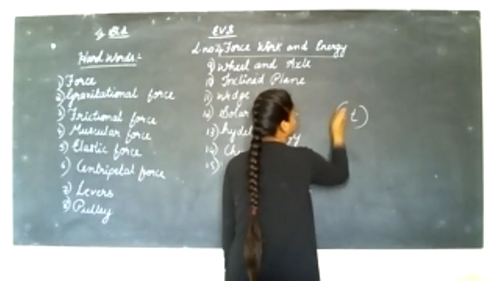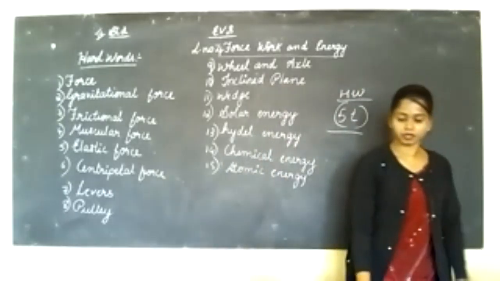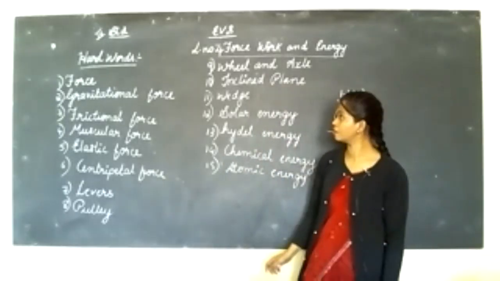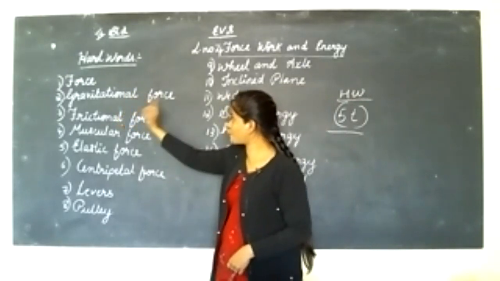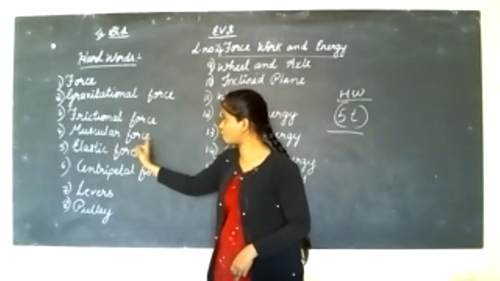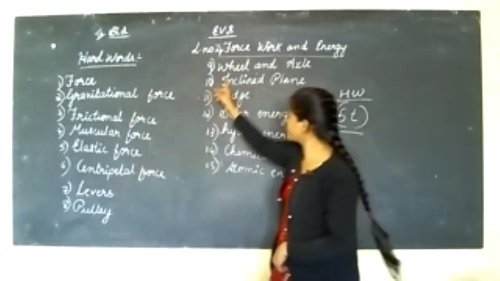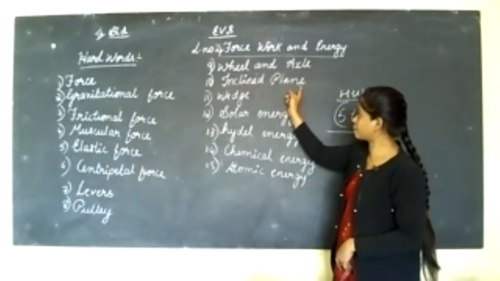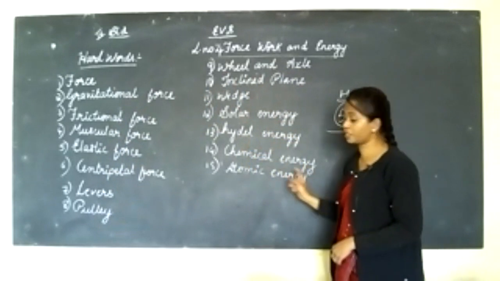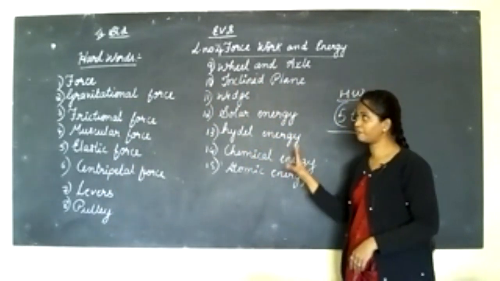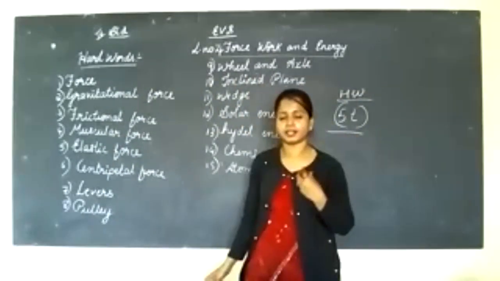Completely you should write five times each. This is your homework for today. Fifteen hard words are there. Once again I'll read: force, gravitational force, frictional force, muscular force, elastic force, centripetal force, levers, pulley, wheel and axle, inclined plane, wedge, solar energy, tidal energy, chemical energy, atomic energy. Each five times you have to write. Okay. Thank you, students.